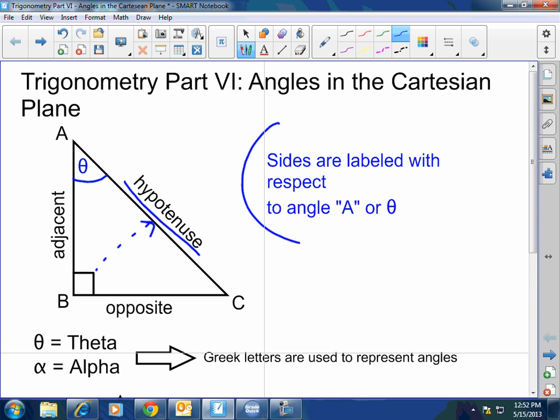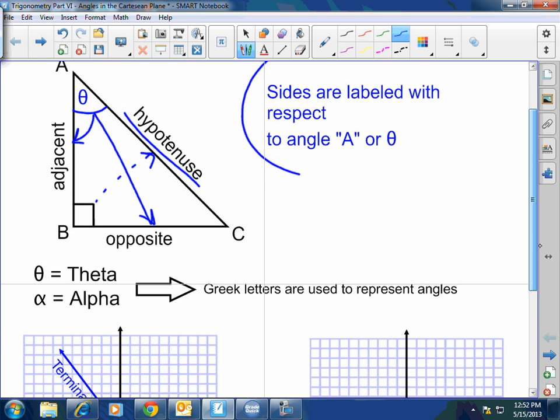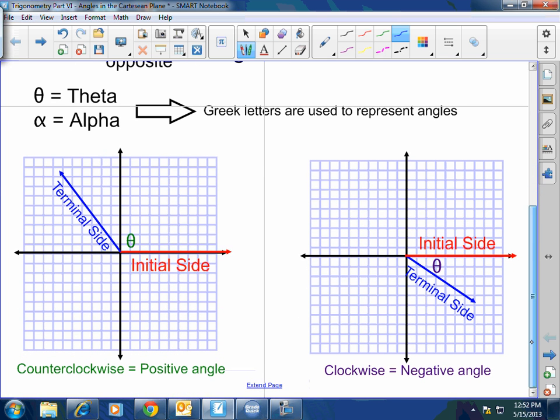Excellent, guys. Adjacent is next to the theta, or the angle in question, and opposite is across from the theta, or the angle in question. Remember that theta or alpha are just Greek letters used to represent angles. You can also have any multitude of Greek letters, but those two are pretty popular. This is a little bit of review, but I wanted to make sure that you understood this because today we're really going to use this concept, all right?